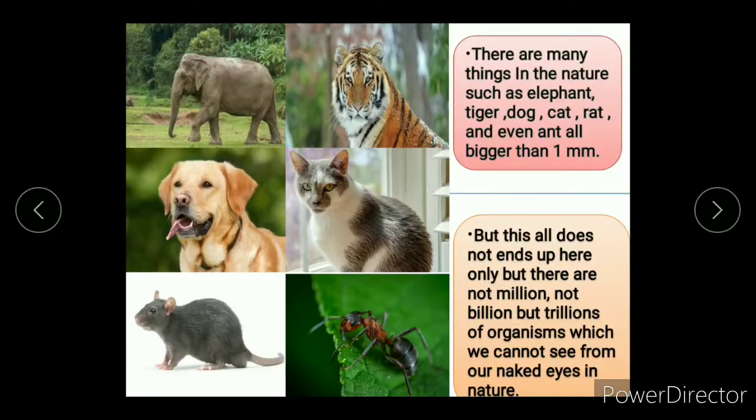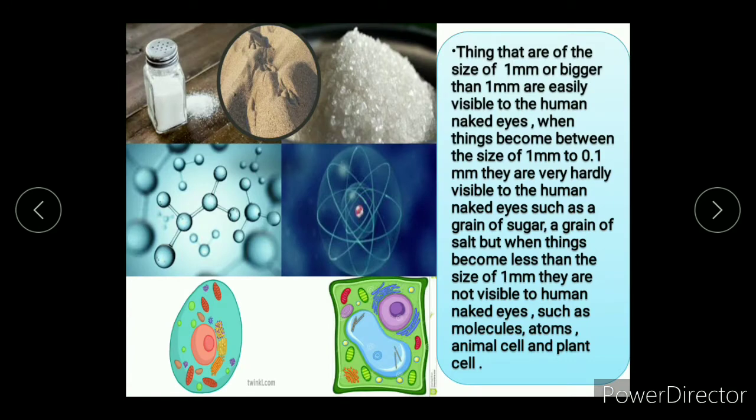So friends, when we see nature, we come across different things bigger than 1 mm, such as elephant, tiger, dog, cat, rat, and even ant. But this does not end here, as there are not millions, not billions, but trillions of organisms which we cannot see with our naked eye in nature. Why can't we see them? So basically now we are going to study a little bit about the human eye. Things that are of size 1 mm or bigger than 1 mm are easily visible to human naked eyes.